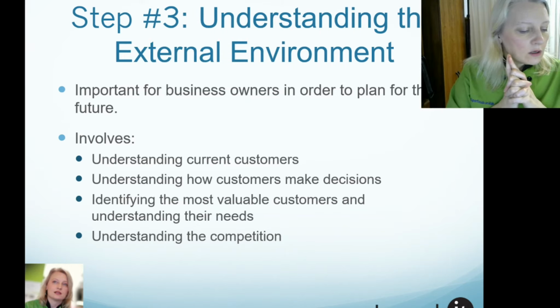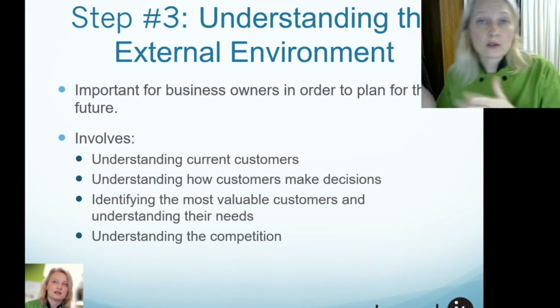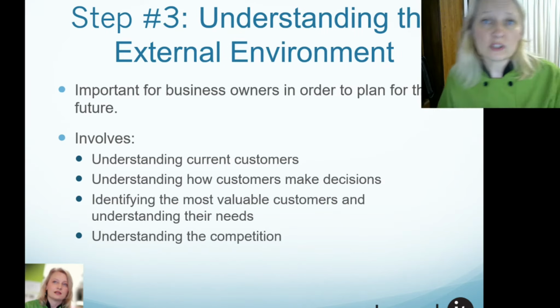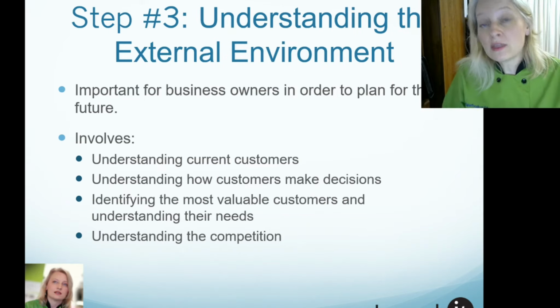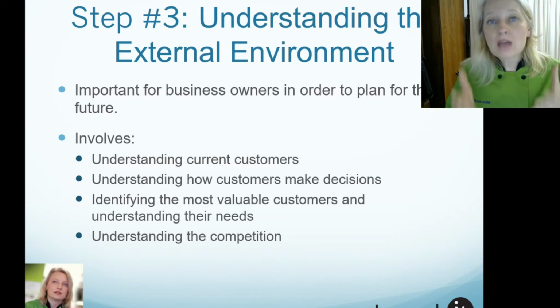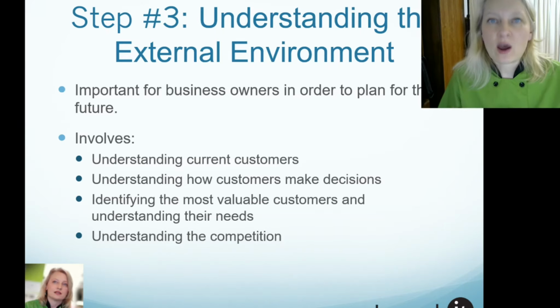What are they buying? Okay, which products are more popular than others? Which services are more popular than others? What are the benefits that they are expecting to derive from this product or service? Because ultimately, that's what they're buying. They're not buying just a product. They're buying what they're expected to get out of it.